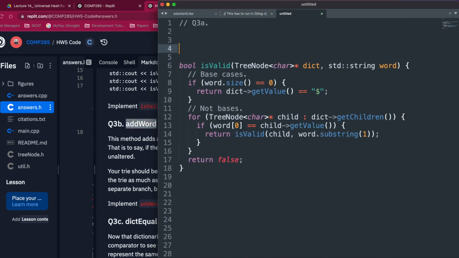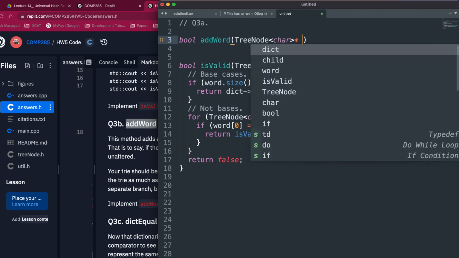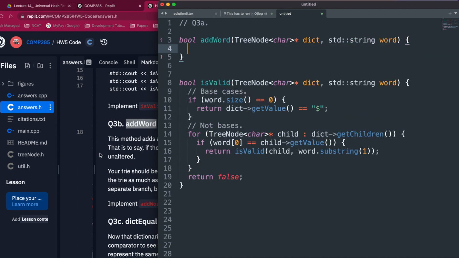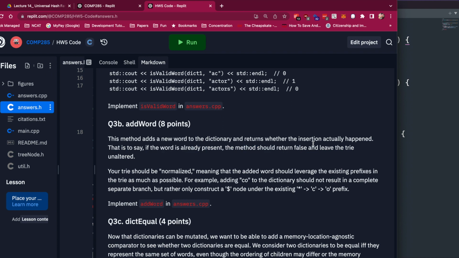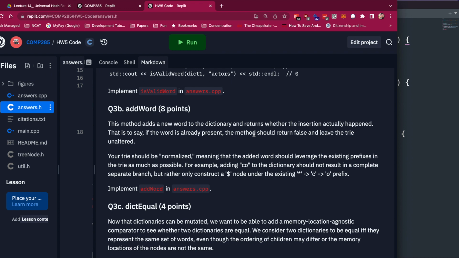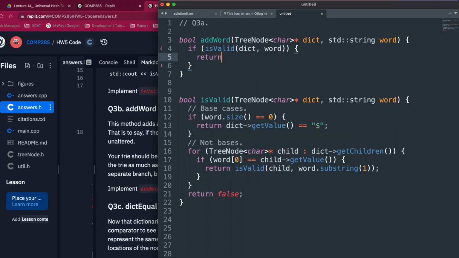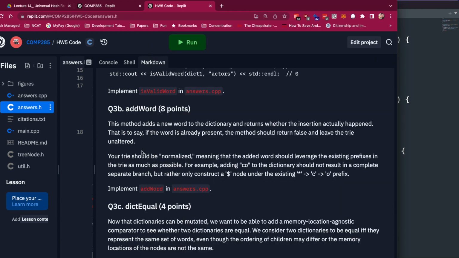You can imagine adding a word is going to be quite similar to isValid. We're going to take a tree node of characters, which is going to be our dictionary, and a word that we want to add. The very first thing we want to do is add a new word to the dictionary and return whether the insertion actually happened. That is to say, if the word is already present, the method should return false and leave the tree unaltered. So basically, if isValid dict word, so if it's already in the dictionary, then we return false and we do nothing else.